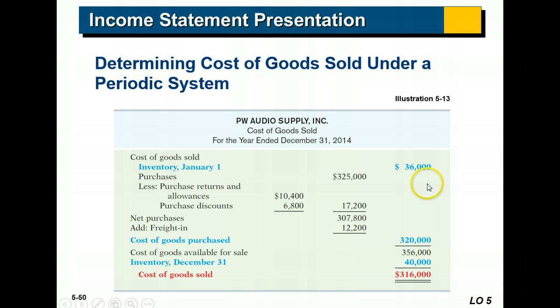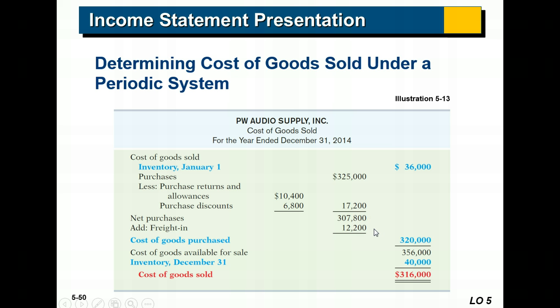to start with our beginning inventory balance. We're going to add to that all the purchases that we've made during the year. And then with those purchases, we might have some purchase returns and we might have some purchase discounts that we're going to subtract from our purchases to come up with a net purchase. We're going to add to that any freight we had to pay to get goods to us.